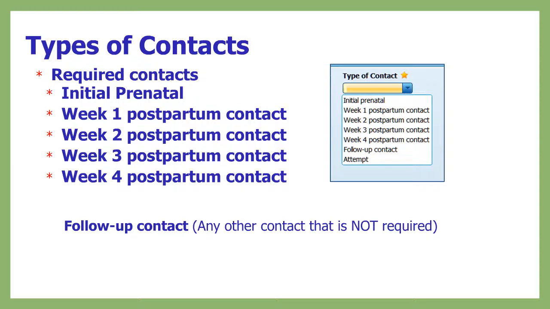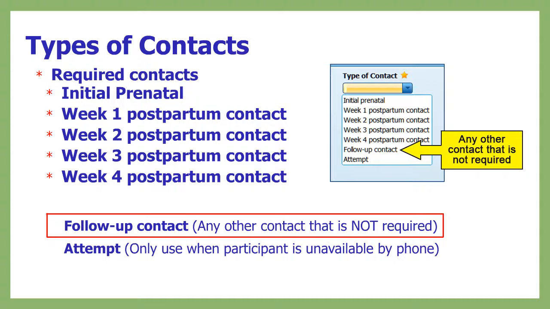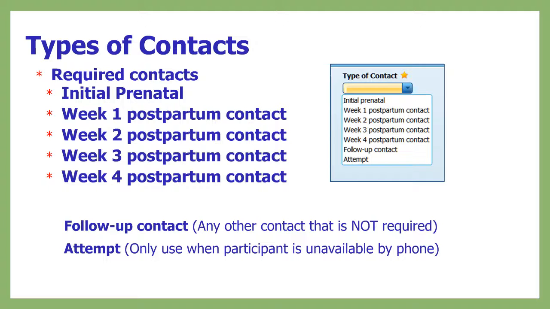Attempt, only used when attempting to reach the participant and the participant is unavailable by phone. Please remember that a follow-up contact is any other contact that is not required. If the contact was completed by phone, then you would choose the required contact type from the list and choose telephone as the location of contact. Please note, choose follow-up contact for all contacts that are not required and choose attempt when trying to complete a required contact.